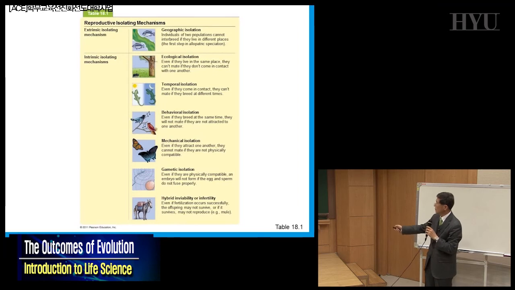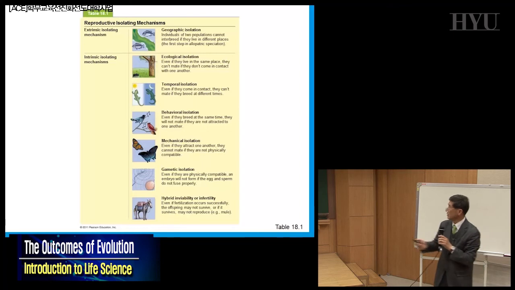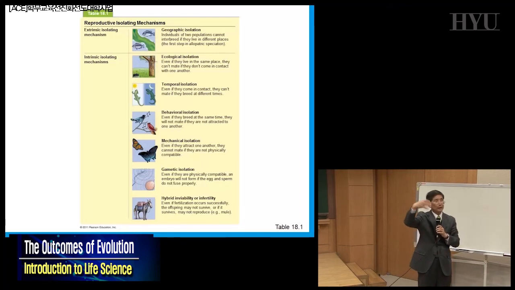Okay? So this is a table. You can go through the different intrinsic factors, and this is extrinsic, the outside environment. The most common one is geographical isolation. The rest of it is intrinsic. So ecological, they have to live in different places. It can be geographical separation, but temporal isolation. Temporal means time difference. Okay? So they can change. Or temporal.